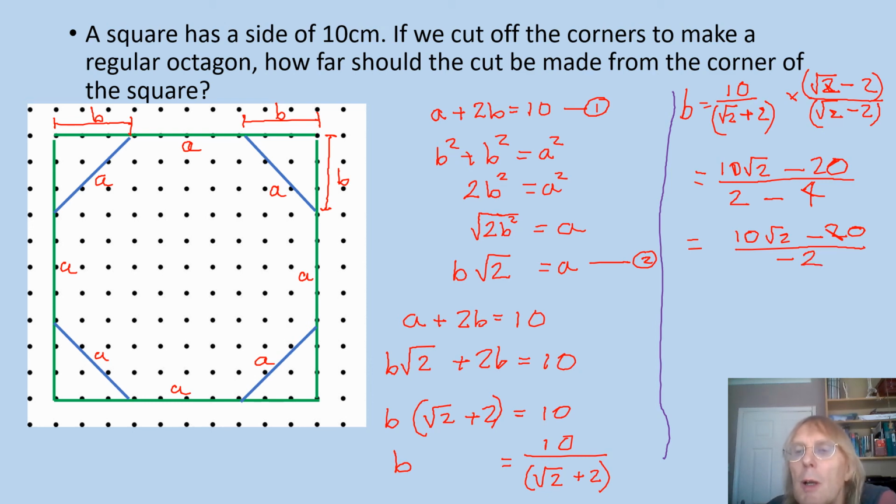Now we're going to simply divide by the minus 2. So 10 divided by minus 2 gives us minus 5. So we've got minus 5 root 2 here. And minus 20 divided by minus 2 will give us plus 10. Well, I don't like the negatives at the front, so we'll swap those two around. It makes it a little bit easier. So we'll have 10 minus 5 root 2.